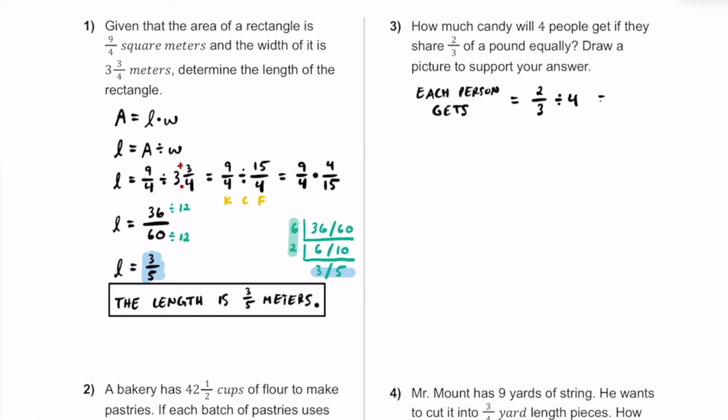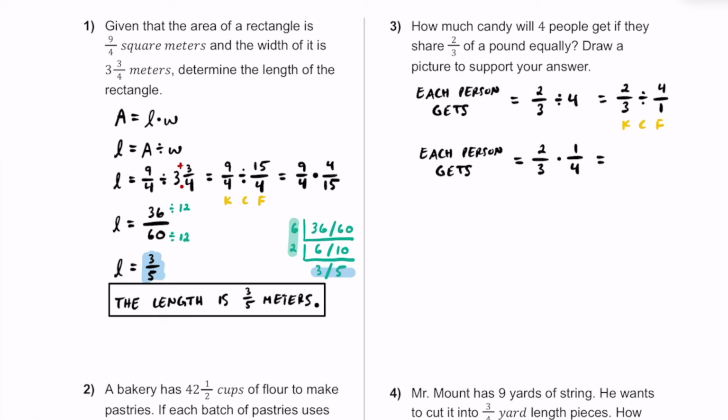And so if we go ahead and rewrite this, this is going to be 2/3 divided by, and how do you write 4 as a fraction? Well, that's just 4 over 1. Okay. Now again, this is a division of fractions problem, so we can rewrite this as a multiplication problem. So if we keep, then change, then flip, we can see here that each person is really just going to get this 2/3 of a pound multiplied by 1 over 4.